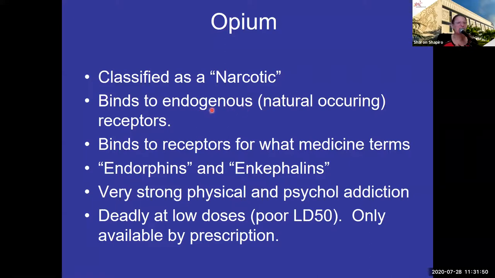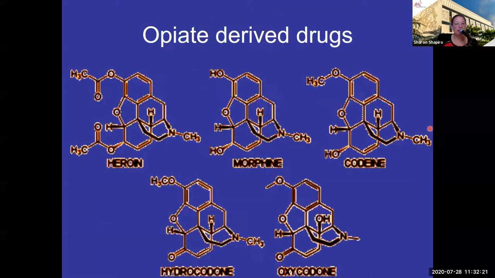It actually binds to these endogenous molecules that are in our own bodies. We have these molecules in our own bodies called endorphins and enkephalins, and they have a shape, just like the way cannabinoids have their shape and the way amphetamines have their shape that look like epinephrine. Endorphins and enkephalins have their shape, and it turns out the opiates do too. Here are the opiate-derived drugs: heroin, morphine, codeine, hydrocodone, oxycodone, methadone.